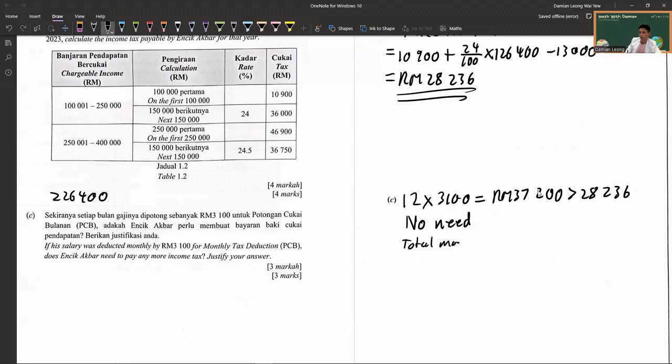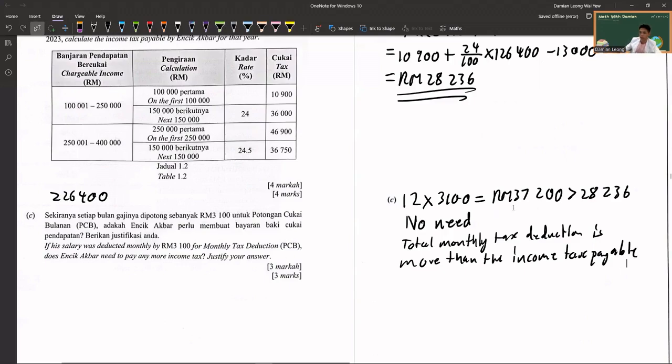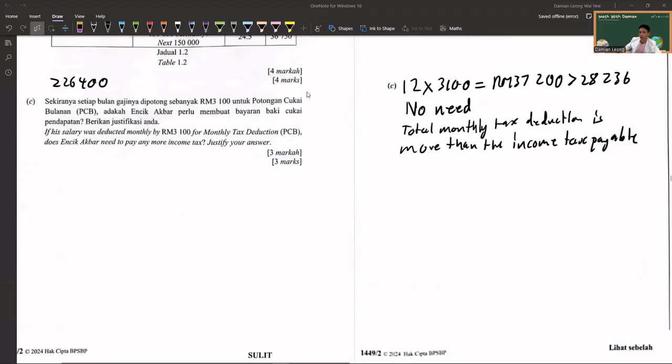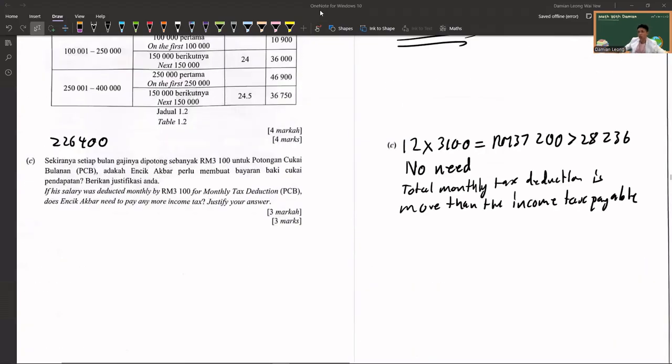Total monthly tax deduction is more than the income tax payable. That's the justification that we need. So that's for question 11.